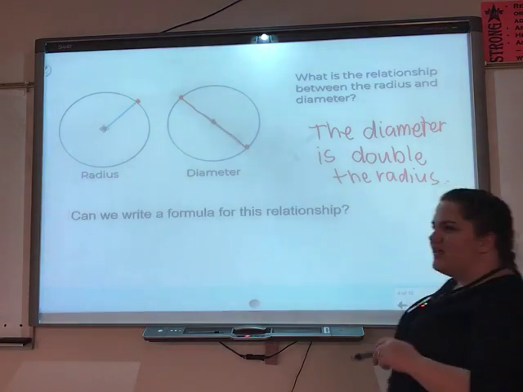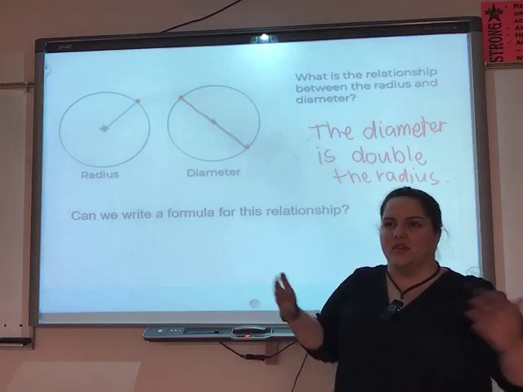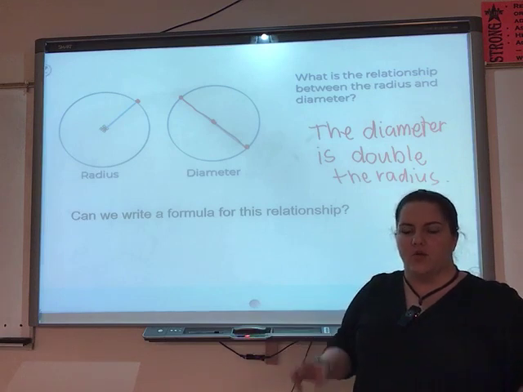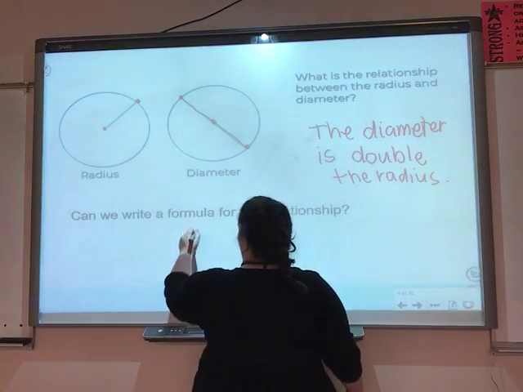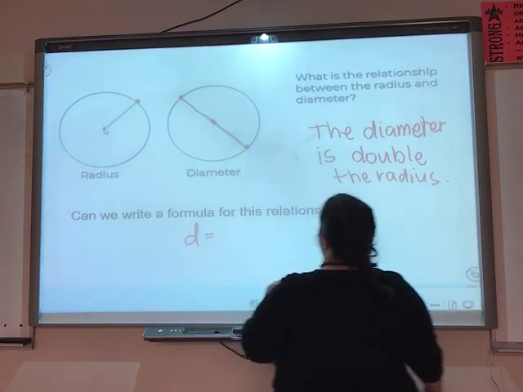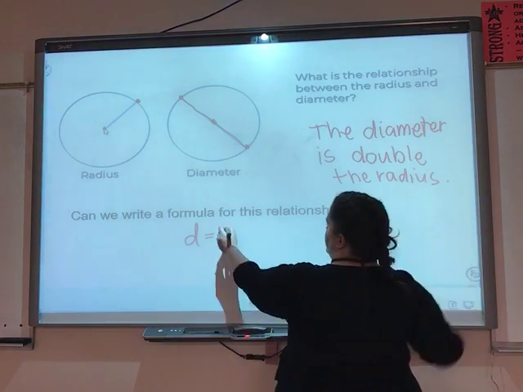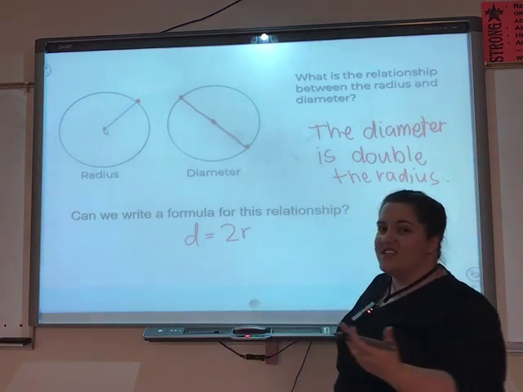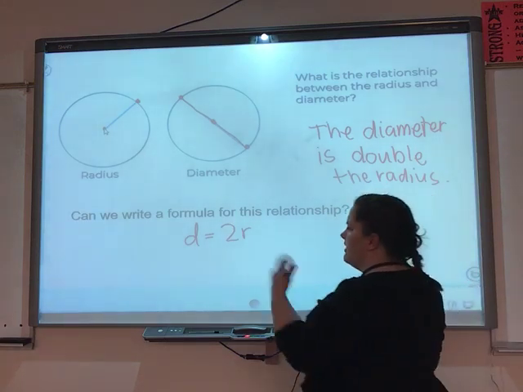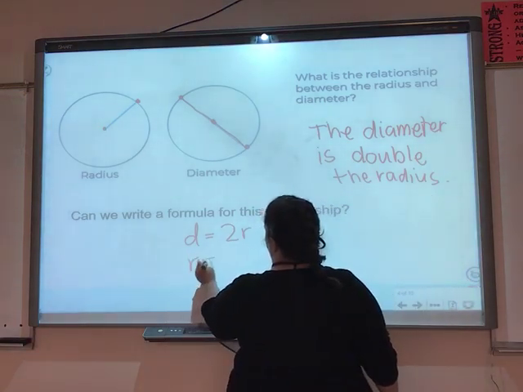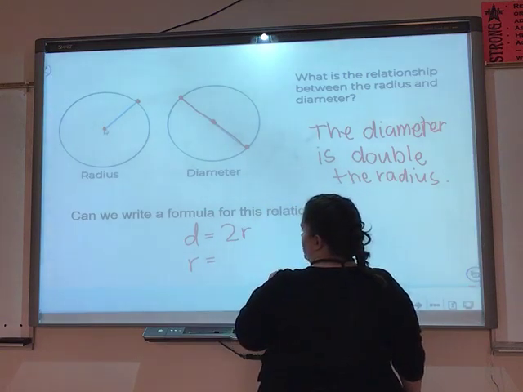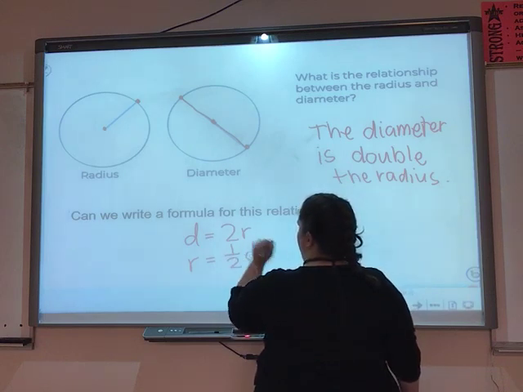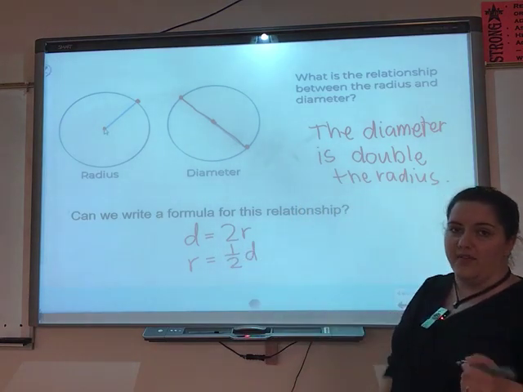So now we're wondering, can we write a formula for this? Something that's generalized so that no matter what our diameter or what our radius is, we can find the other one. Well, if we're looking for the diameter and we only know the radius, the diameter is double the radius. So that means we need to have 2 times whatever our radius is, gives us that diameter. If we're going the other way around though, and we know the diameter, and we're trying to figure out the radius, we would just do the inverse of that, which is multiplying it by 1/2, because the radius is half of the diameter.